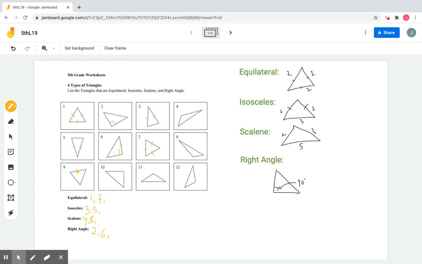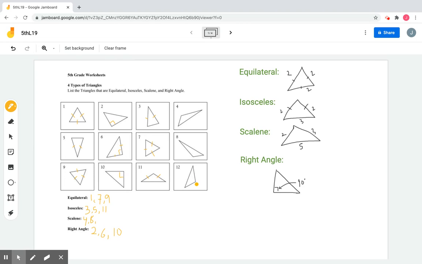And number nine, again, these three sides look equal. So it will be equilateral. And number 10 triangle, it has a 90 degrees angle. So it will be right angle. Number 11 triangle, these two sides look equal. And this one side is different. So it will be isosceles.